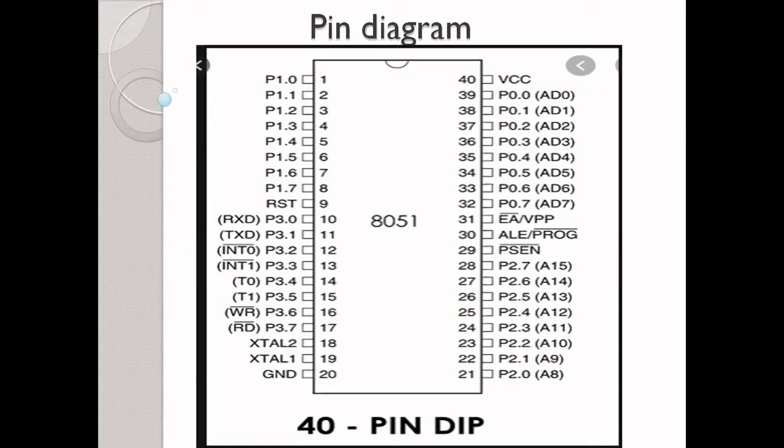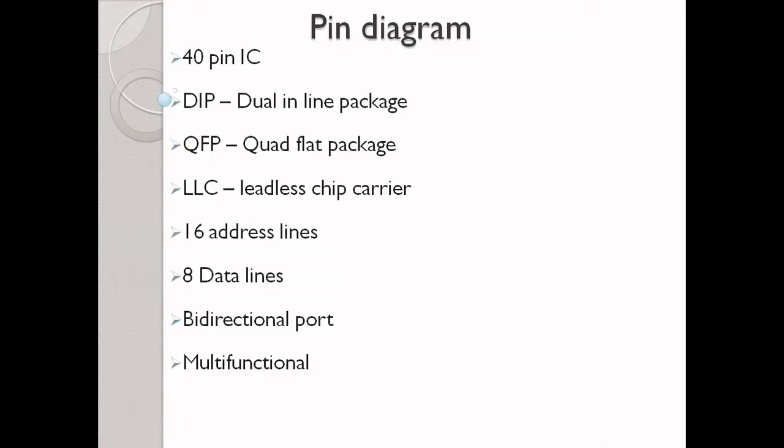So today we are going to see the basic microcontroller. Normally all the people are using this 8051 microcontroller. This consists of a 40 pin IC. This IC is manufactured by different methods. One is called as dual inline package. Next one is QFP, means quad flat package. LLC means leadless chip carrier. So it consists of 40 pins. Different manufacturer companies will do it in different packages, but normally we are using the dual inline package.